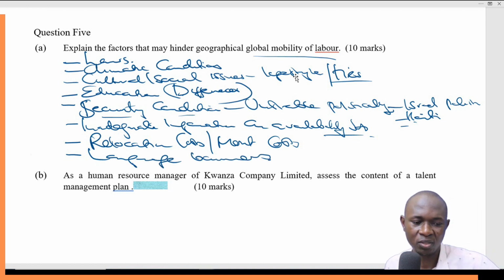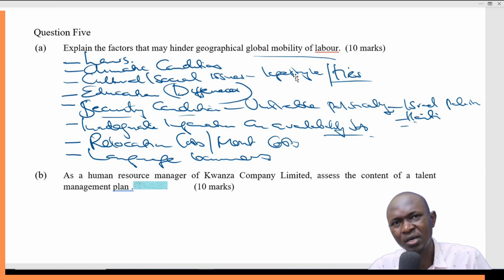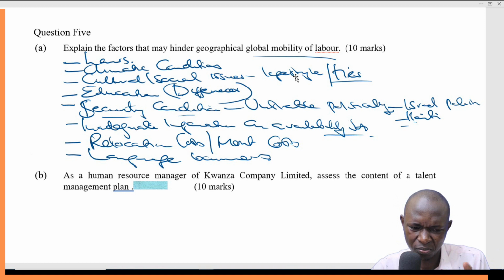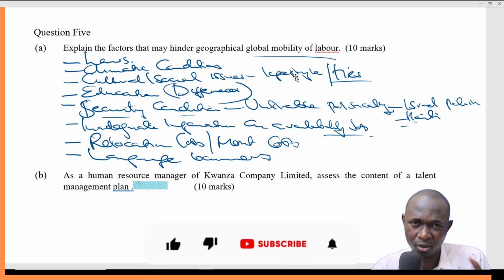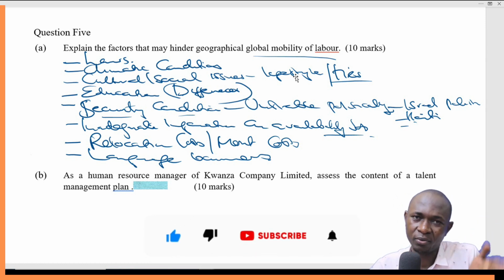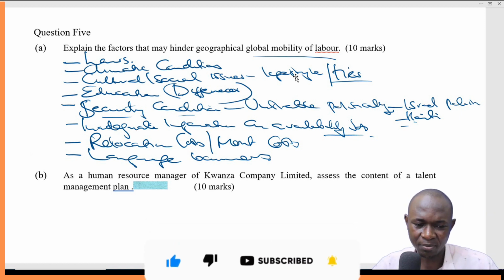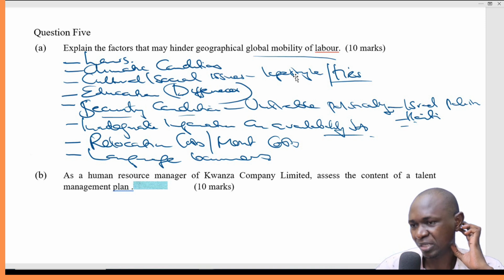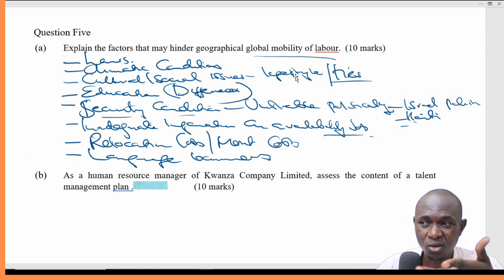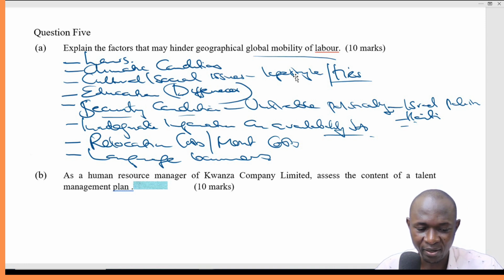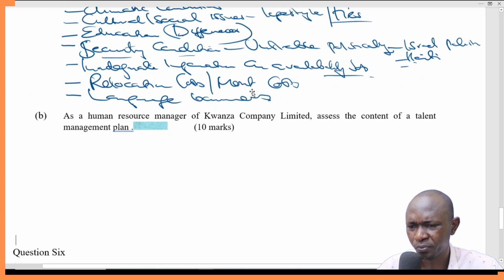Of course, we have things like language barriers. Like you go to some countries where they don't speak English, they speak a different language. You only understand English, so blending and fitting into their system becomes an issue. So many people might not think of that global mobility of labor if they have that language barrier. These are quite a number of points. Just pick any 5 and we'll be good to go.